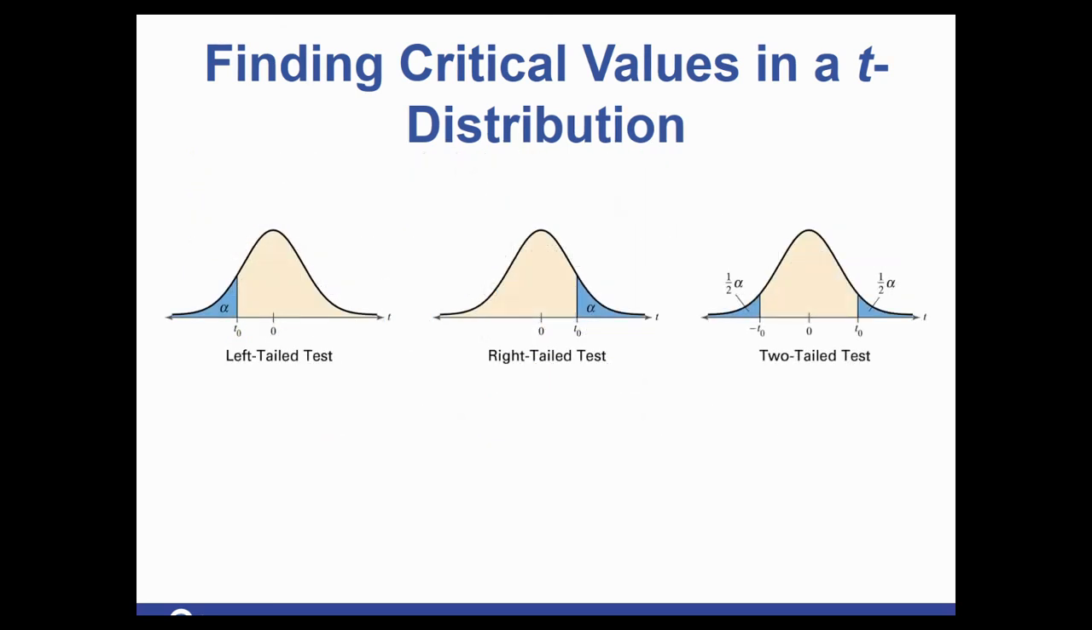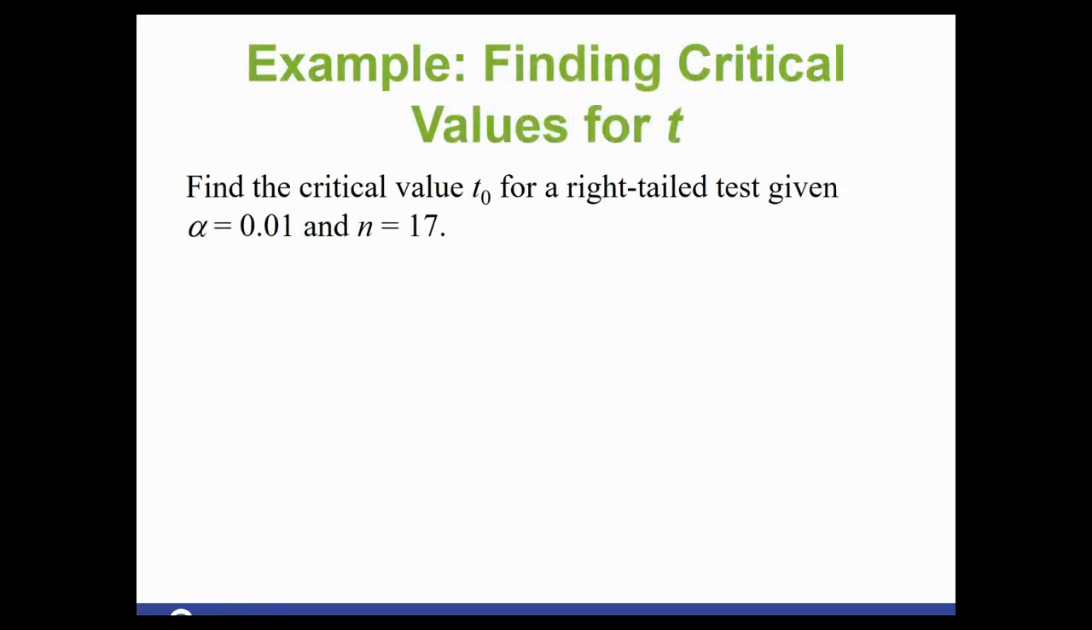So here again is that visual. If we are using inverse T or inverse norm, either one, left tail, you plug in all of alpha as well as your degrees of freedom. Right tail is the same. And then if it's two-tailed, we cut that alpha in half and then degrees of freedom as well. So let's try a couple here.